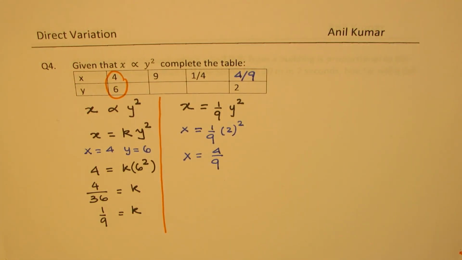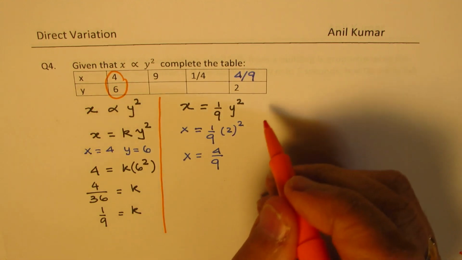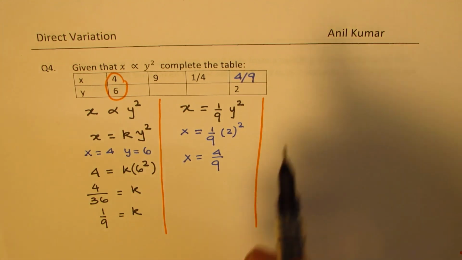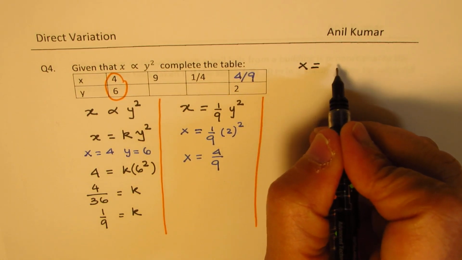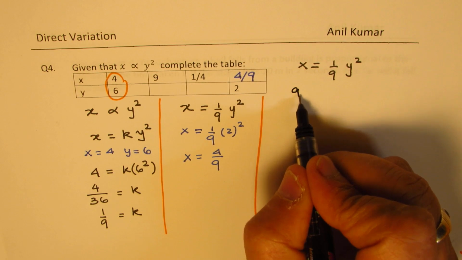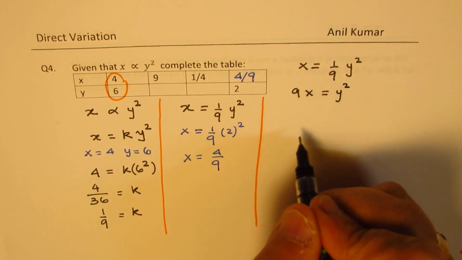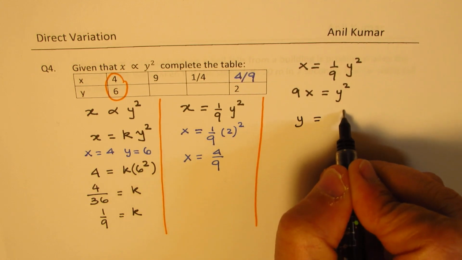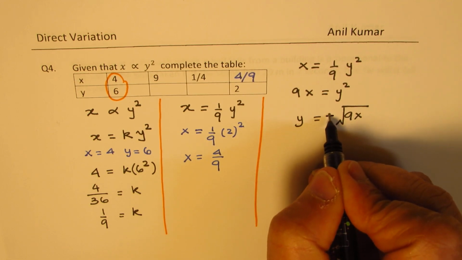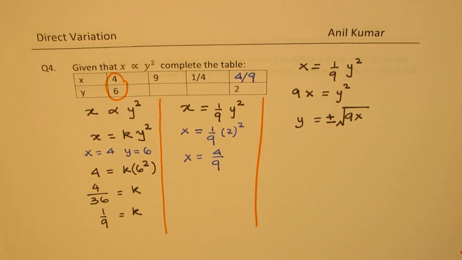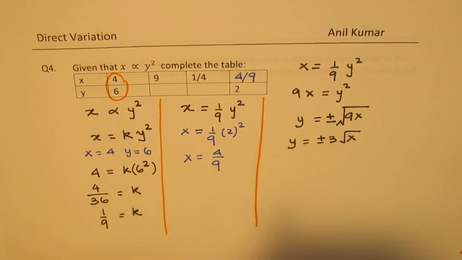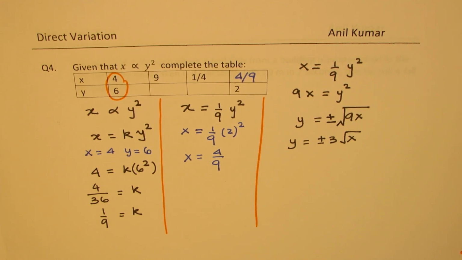Now to find the value of y when x is given to us, it is a good idea to rewrite the given equation. So we have the equation as x equals 1 over 9 y squared. We can write this as 9x equals y squared, or y is equal to square root of 9x. Whenever you do square root, you have to write plus and minus. So we get the value of y as equal to plus minus 3 square root of x. That should help us to get the other two values.